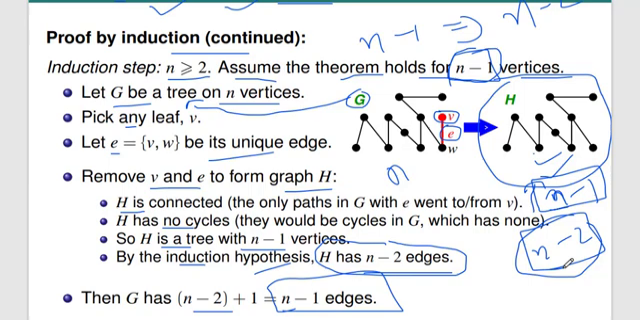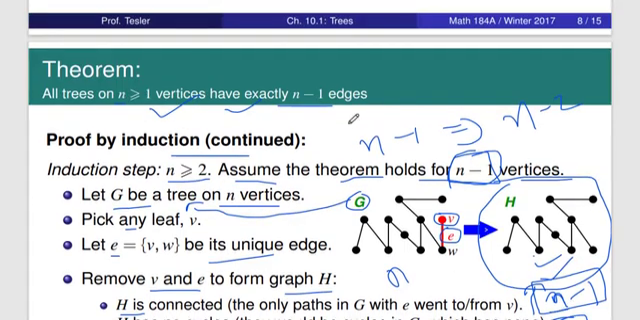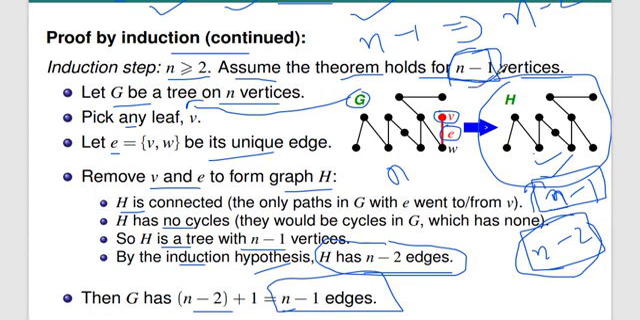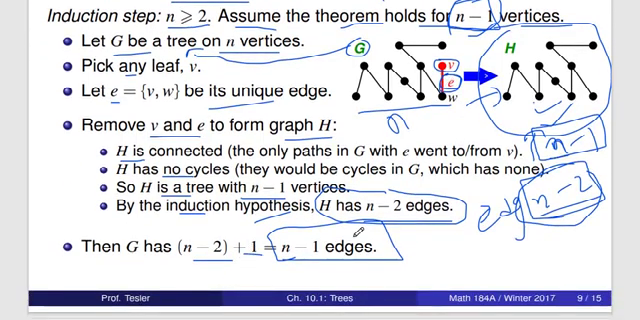Yes, this graph has n minus 2 edges. Assume that this statement is true for the n minus 1 vertex. Now we have arrived at a graph with n minus 2 edges. We have removed one edge to become this graph. If this graph has n minus 2 edges, then to find out how many edges there are in the original graph, we just have to add the one edge e which we have removed. So we now have n minus 1 edges.